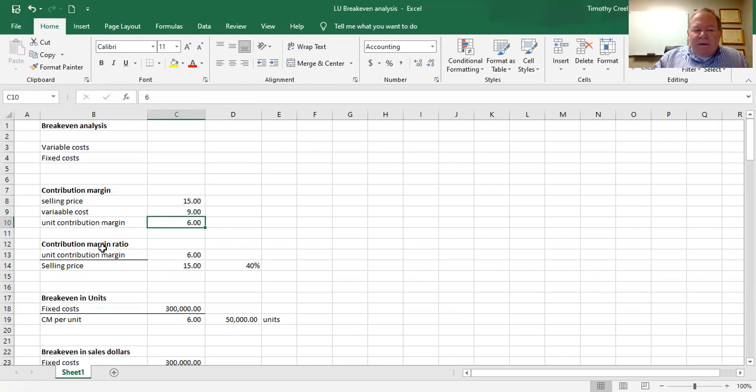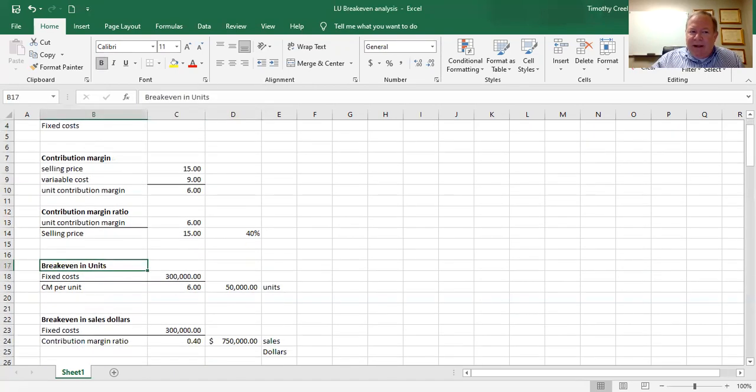Now, we can also look at it as a contribution margin ratio, which would be the unit contribution margin divided by the selling price. So again, with this example, if our unit contribution margin is 6 and our selling price is 15, then 40% of that product's selling price would be related to contribution margin. So contribution margin ratio just tells you what portion of the selling price relates to contribution margin.